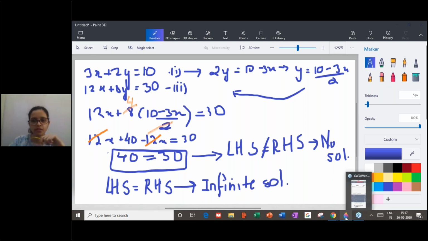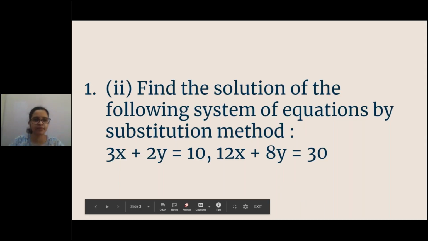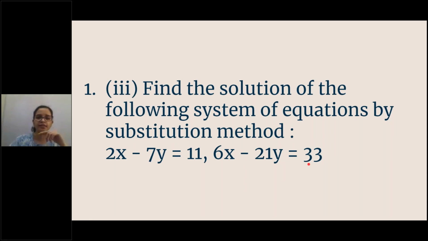Okay, so you got the hang of this. So I'm going to give you one more question. Yeah, here it is. The third question, same substitution method. Again, you're going to get something weird. Let me know. So what will be the answer?